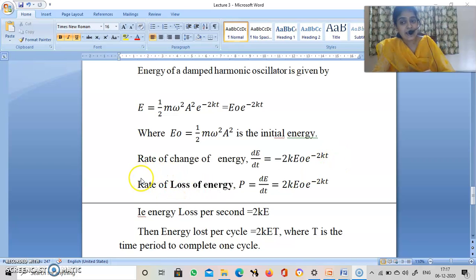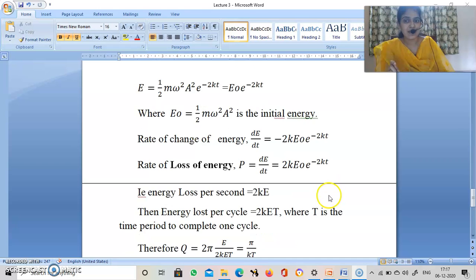While we are writing it as the rate of loss of energy, it means there is a decrease in energy. So I am writing it as a positive parameter, since the negative comes in that term itself. So we are writing the loss of energy, some constant p, is equal to minus dE by dt, which is equal to 2k E0 e raised to minus 2kt. That is the rate of loss of energy.